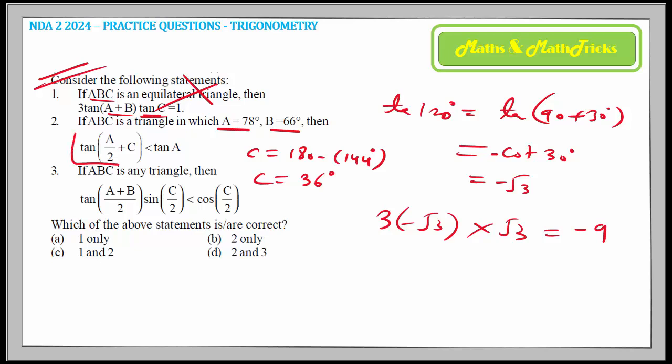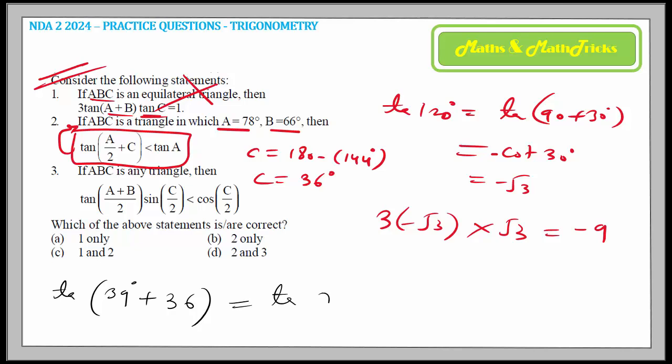Now they ask you to verify this. Is this true about this particular triangle with these three different angles? Yes, let us check that quickly on the next line. So what is the expression? Tan of (A by 2 plus C) will be, A by 2 would be 39, 39 plus 36, which is equal to tan of 75 degrees. And they say, is it less than tan of 78?